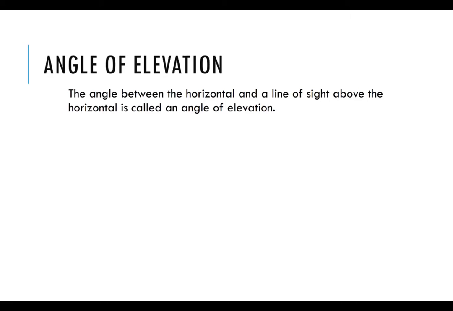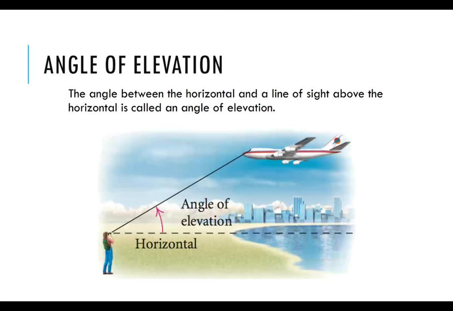Now, some application problems. The deal is that when we're talking about this thing called angle of elevation, the angle between the horizontal and a line of sight above the horizontal is called an angle of elevation. What I want you to do is stick your arm out directly in front of you. And then I want you to move your arm up as you look up at something. The angle subtended by the motion of your arm is the angle of elevation. And so specifically, here is that picture. That is, you're standing and you look up to a plane. The angle subtended by the movement of your eyes is the angle of elevation.